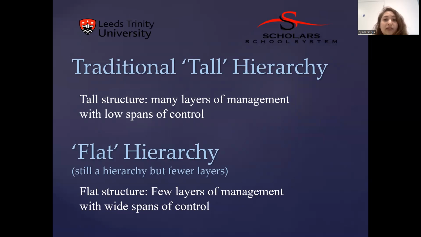If you look into the hierarchies, there are two types of hierarchies within an organization. Some are tall, some are flat. A tall structure includes many layers of management with a narrow span of control, whereas a flat hierarchy follows fewer layers of management with a wider span of control.